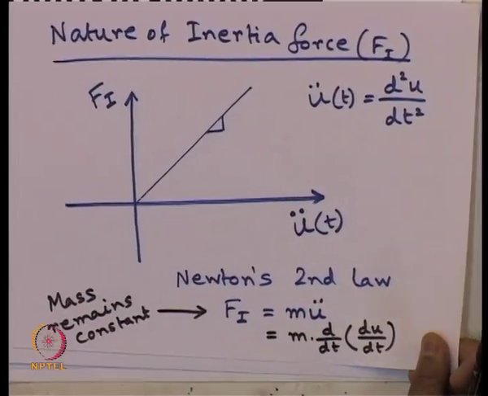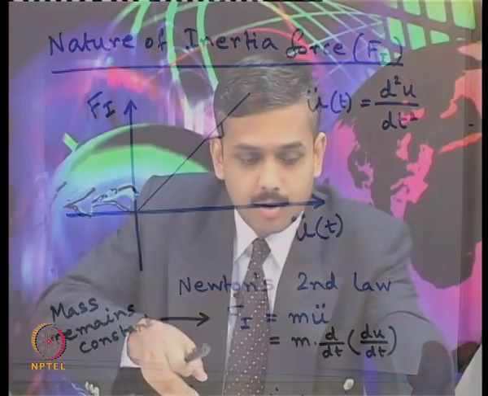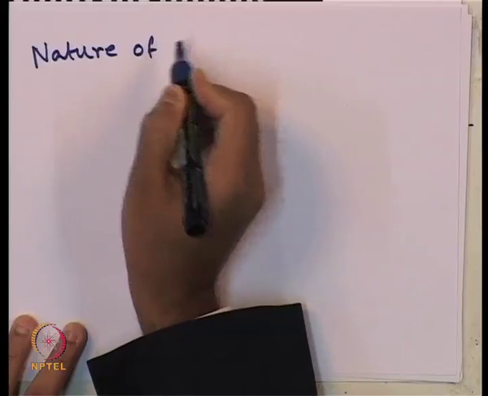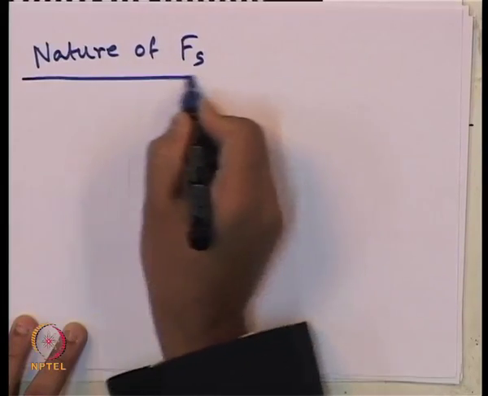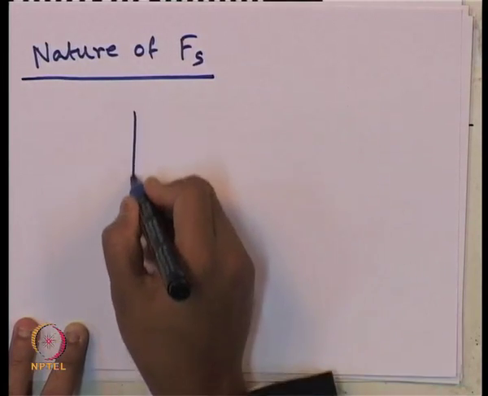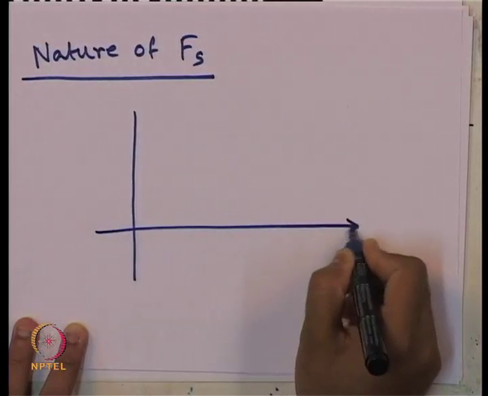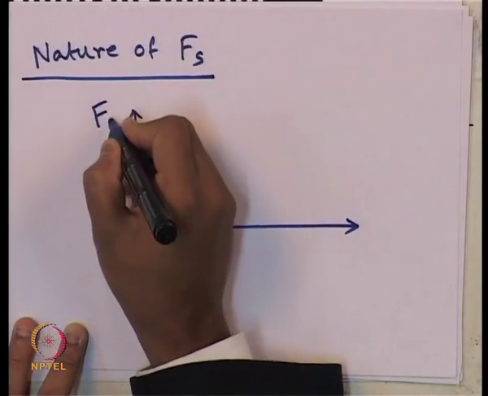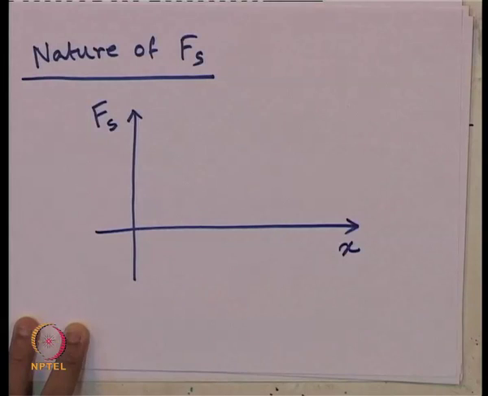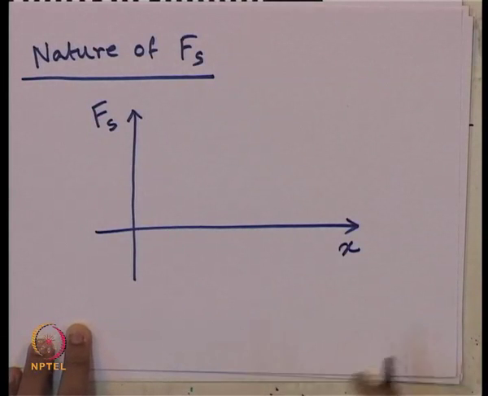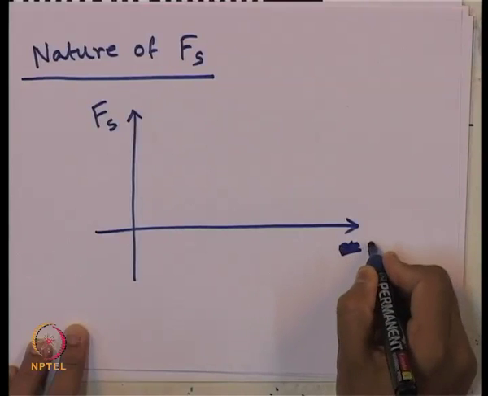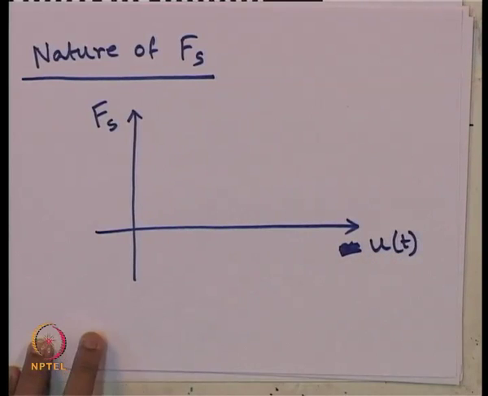So, this is the linear model we have considered for inertia force. Similarly, let us see the nature of other forces. First, the nature of F s, that is the spring force. In the previous lecture, we studied that the spring force is related to the displacement x, or we have taken u, so let us denote it as u of t. So, F s varies with respect to u, or displacement.